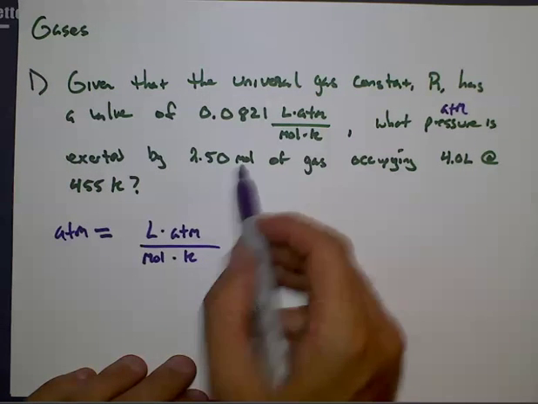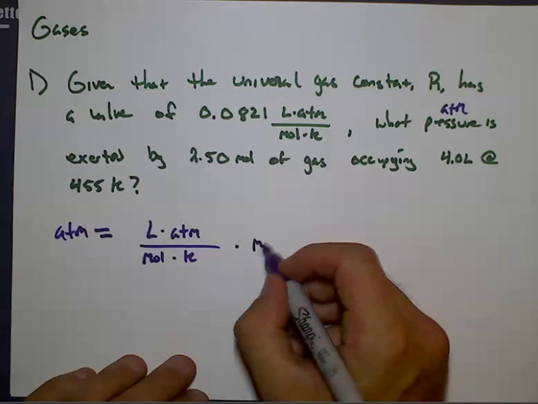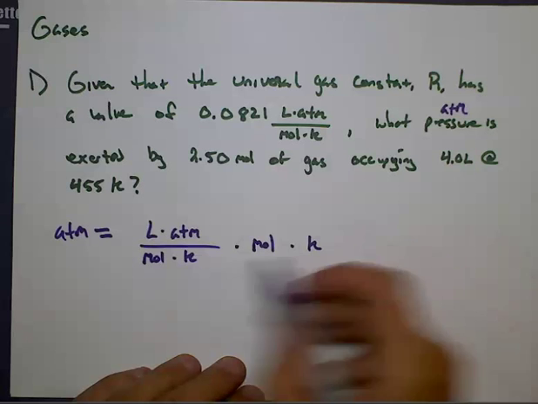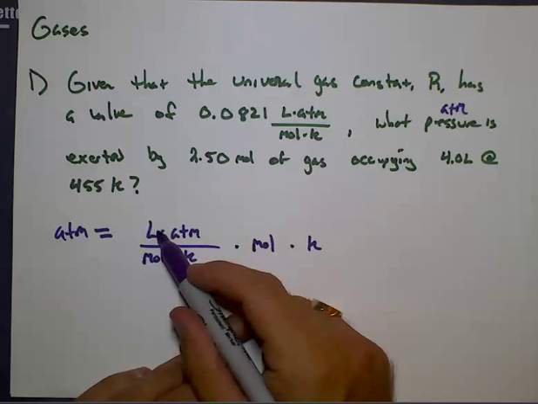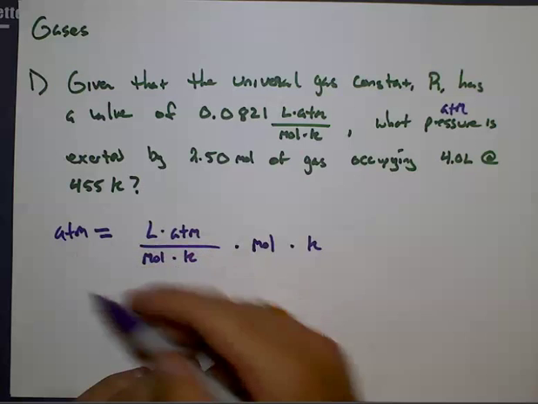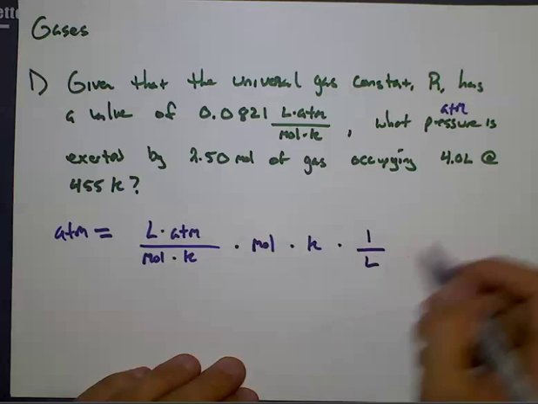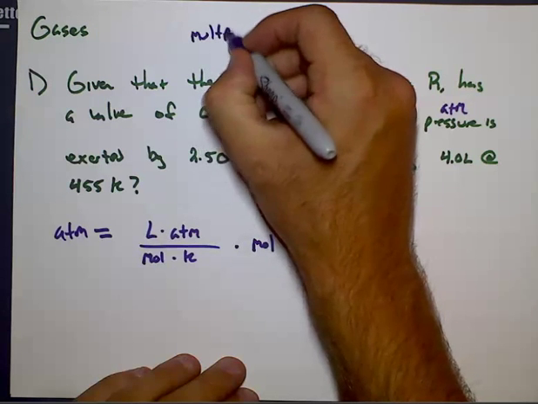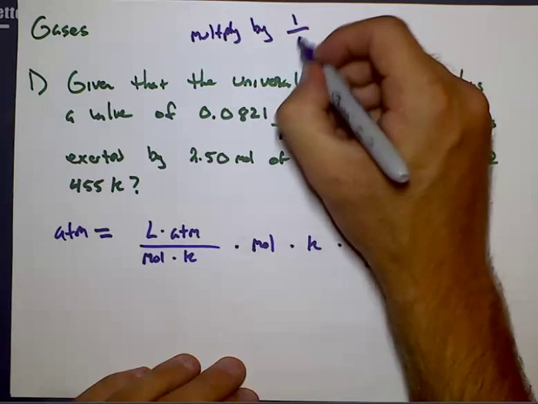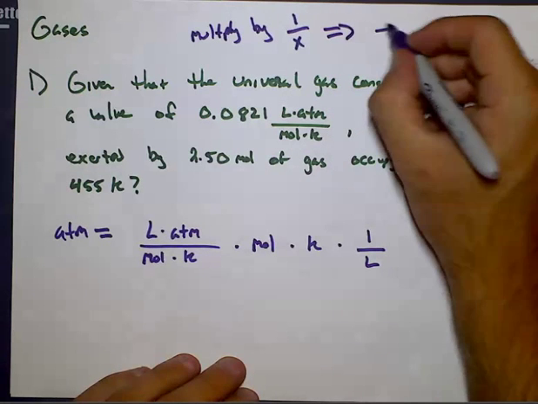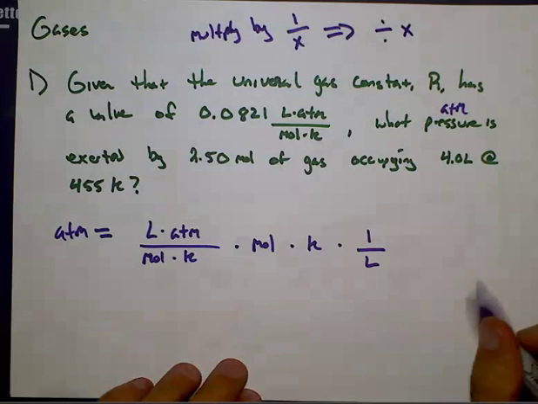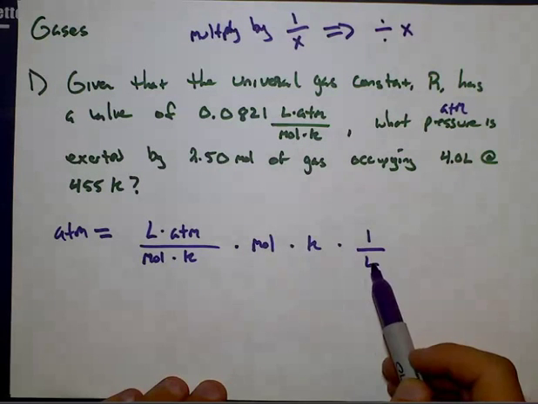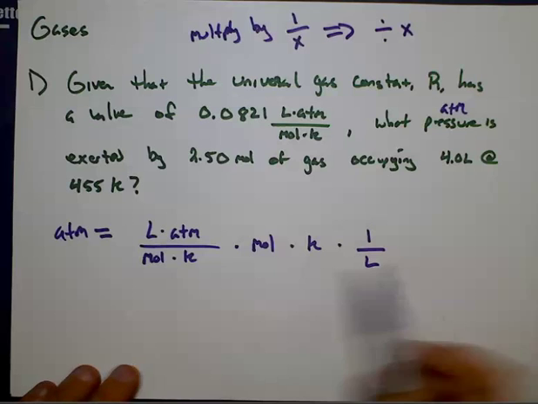Well, I have moles, and I have moles on the bottom, so I'm going to want to multiply by moles. And I have Kelvin, and I'm going to want to multiply by Kelvin. Now, this whole liter thing, I'm going to cancel it out somehow. It's on the top. I want to get rid of it because it's not here. So what I'm going to do is multiply by 1 over liters. Remember, multiplying by 1 over x, it's really the same as dividing by x, right? So really what I'm doing is I'm taking this R, I'm multiplying by the number of moles, I'm multiplying by K, and I'm dividing by my number of liters. Let's see if it works.